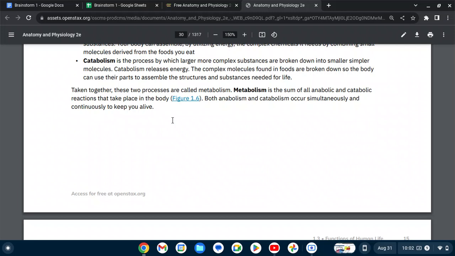Catabolism is the process by which larger, more complex substances are broken down into smaller, simpler molecules. Catabolism releases energy. The complex molecules found in foods are broken down so the body can use their parts to assemble the structures and substances needed for life. Taken together, these two processes are called metabolism. Metabolism is the sum of all anabolic and catabolic reactions that take place in the body. Both anabolism and catabolism occur simultaneously and continuously to keep you alive.